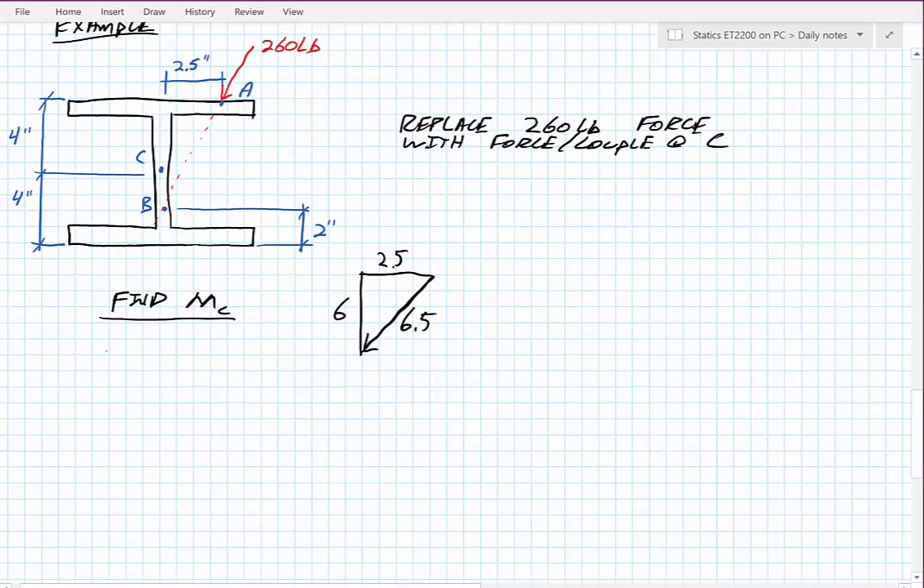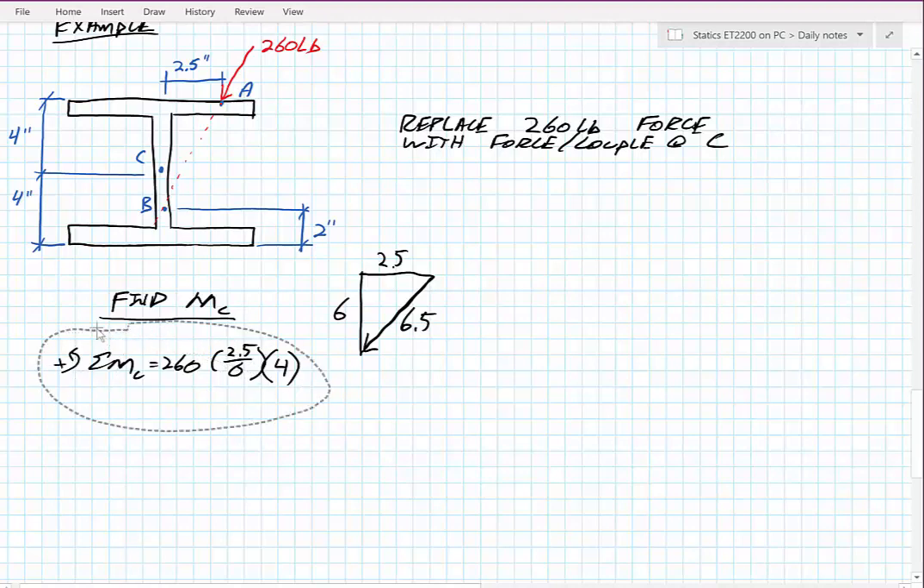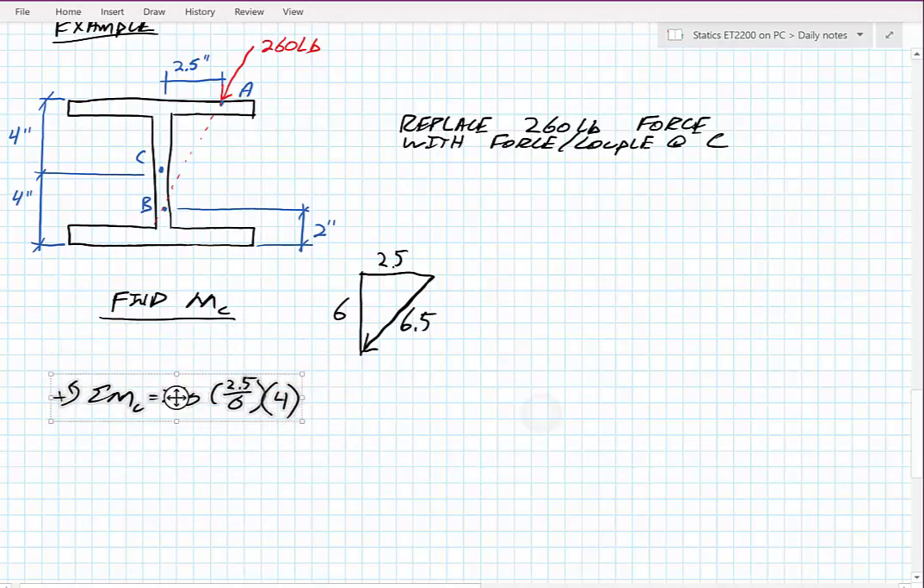So with that in mind, if I do the sum of my moments about C, what I have is this 260 pound force times 2.5 over 6.5, which is my horizontal component, and then its lever arm about point C would be 4. And we're still sticking with that same sign convention. Let me scoot this down just a little bit to give myself more room, because I still have my other component to go, which is in the negative or clockwise direction. I have the vertical component, 6 over 6.5, and its lever arm of 2.5.